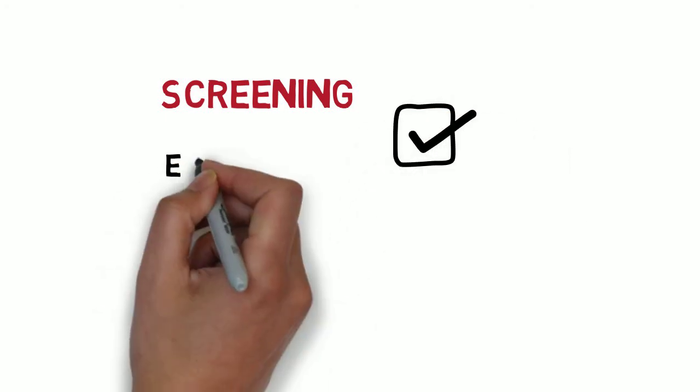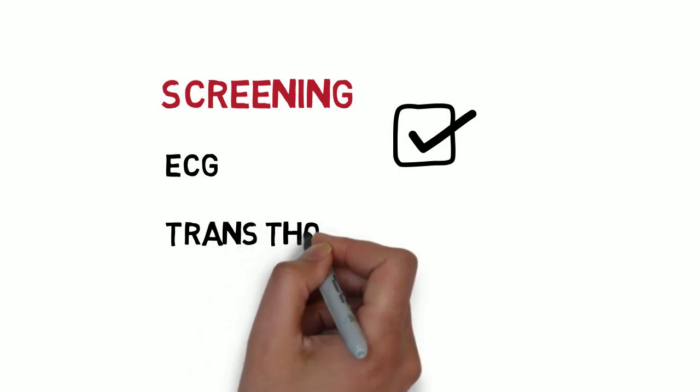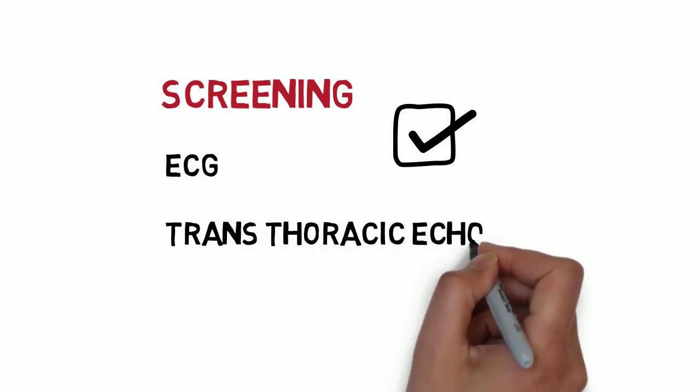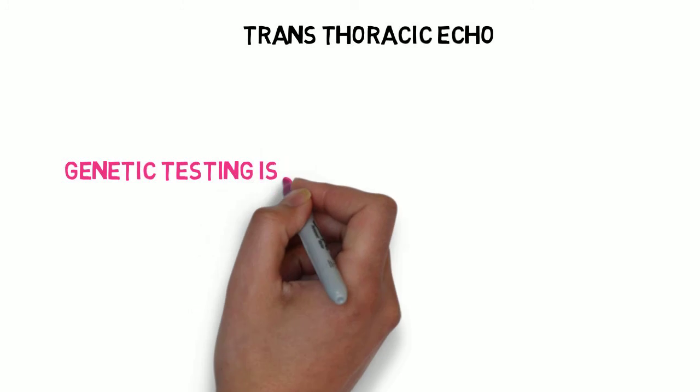Screening. How can we detect the patients? How can we detect the asymptomatic patients? Number 1 is ECG, and number 2, transthoracic echocardiography. Genetic testing is not recommended for screening.